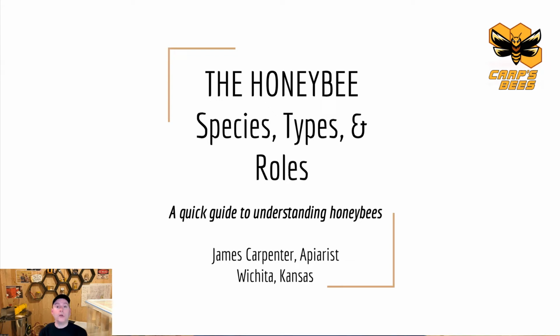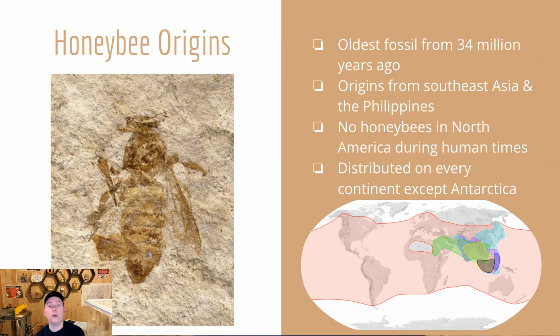First of all, I just want to talk about the species of honeybees and their origins. So where did these bees come from? Well, they come from Southeast Asia and the Philippines originally. We have some very old fossils, but the oldest fossil is 34 million years old. And we know that the range of honeybees has expanded over time from Southeast Asia all the way west into Europe, down into Africa, all the way to North and South America.